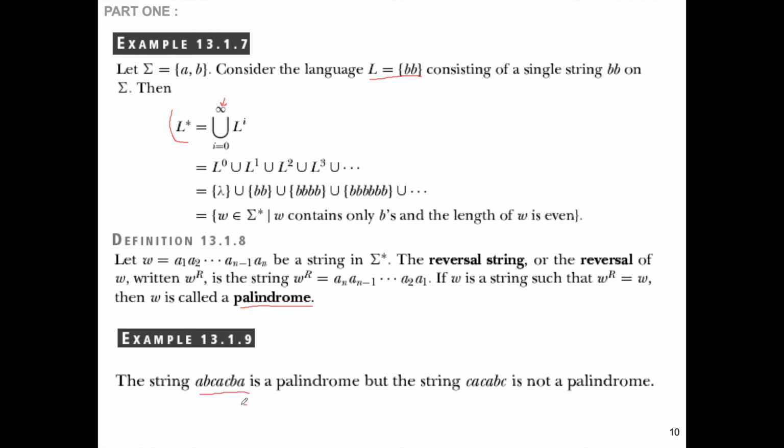If we go from right to left, then it will be AB, CA, CB, A, which is the same. So we call the string a palindrome. However, here we have another string, which is CA, CA, BC. If we take it from left to right, as I read it now, and then take it backward, it won't be the same. So we call this not a palindrome.